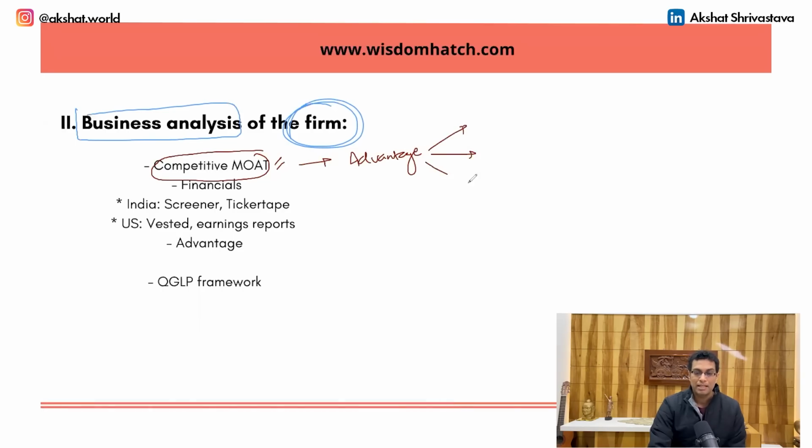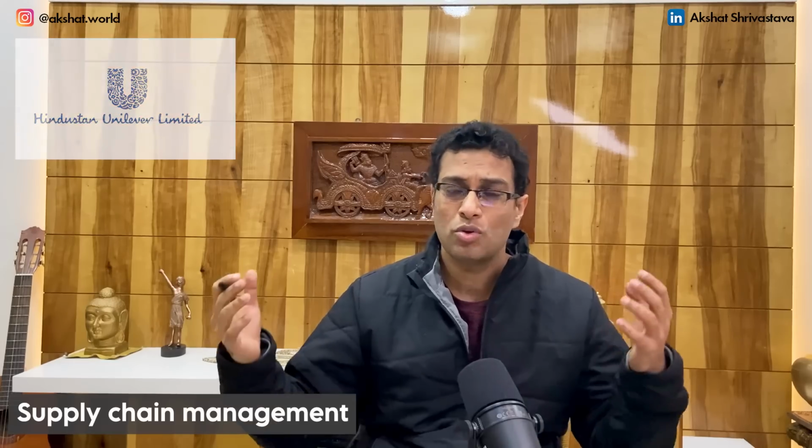Now there are multiple types of advantage that a company could enjoy. For example, something like Hindustan Unilever has a moat, which is supply chain management. They get so much good data. They are able to use that data to segregate customers, do their pricing accordingly, get better space on the retail shelves, and a bunch of different things. Similarly, if you take a look at Page Industries, the moat of Page Industries is that it manufactures things really well.